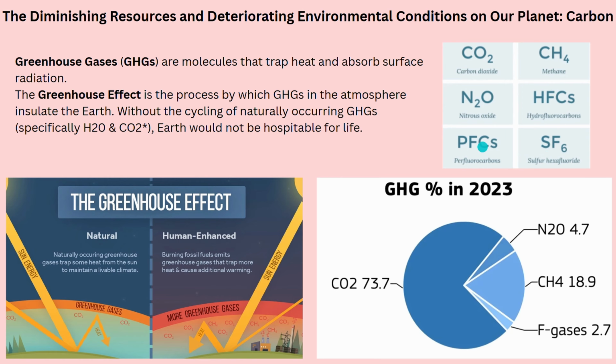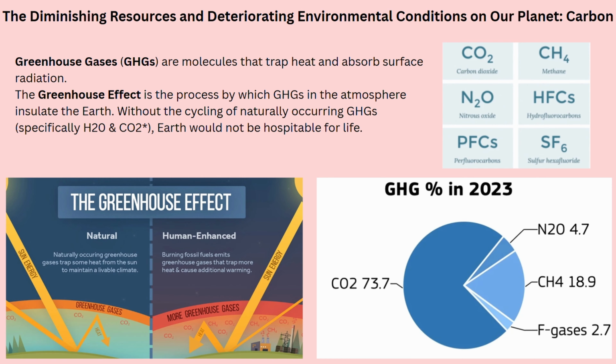The remaining three are F gases. So you have hydrofluorocarbons, hydrogen, fluorine, carbon. You have perfluorocarbons, phosphorus, fluorine, carbon, and sulfur hexafluoride, sulfur and six fluorines.